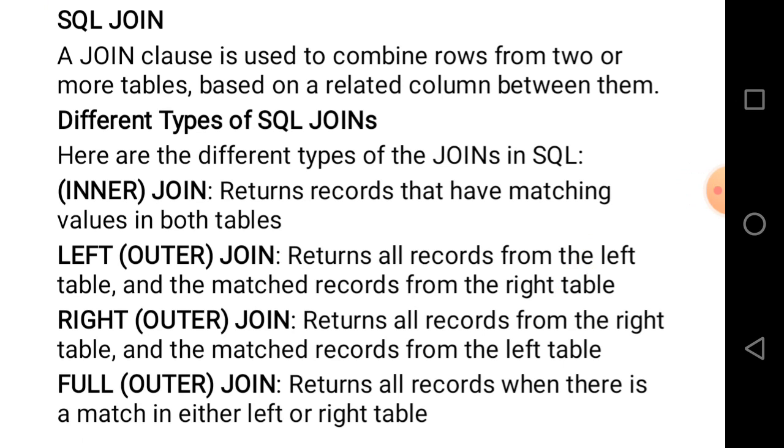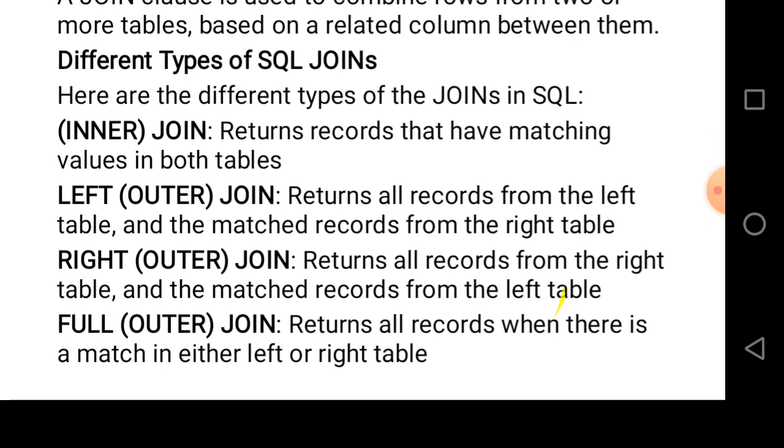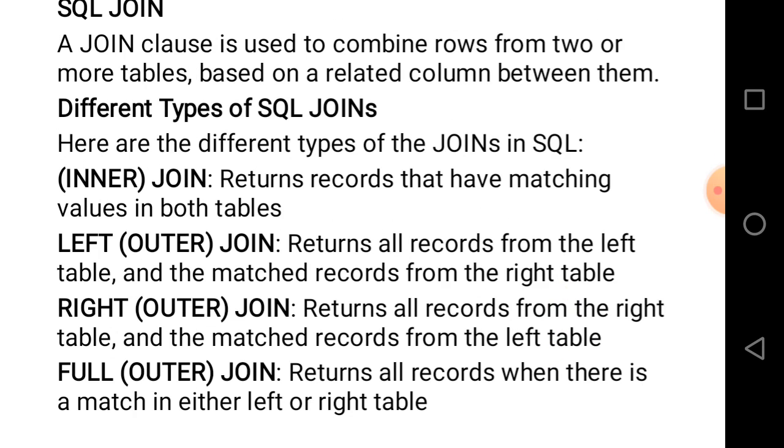Inner join returns records that have matching values in both tables, and left outer join returns all records from the left table, meaning the first table, and the matched records from the right table, meaning the second table. Right outer join returns all records from the right table and the matched records from the left table. It is just the opposite of left outer join. And full outer join returns all records when there is a match in either the left or right table. So we can say that it is a combination of left and right outer join. So these are some types of join.